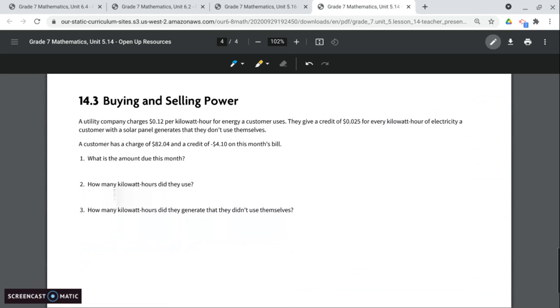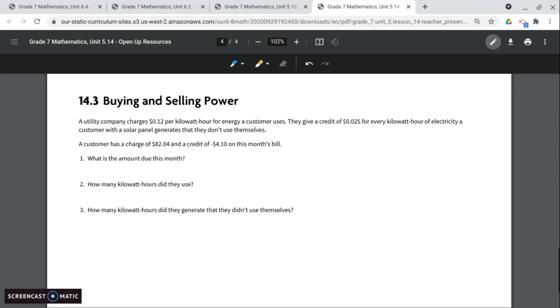The next thing we're looking at here, buying and selling power. So a utility company charges 12 cents per kilowatt hour for energy a customer uses, they give a credit of 0.025 for every kilowatt hour of electricity a customer with solar panels generates that they don't use themselves.